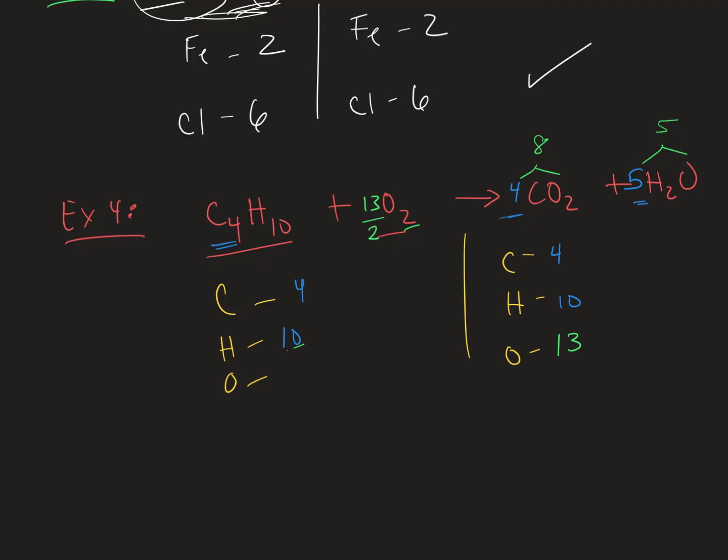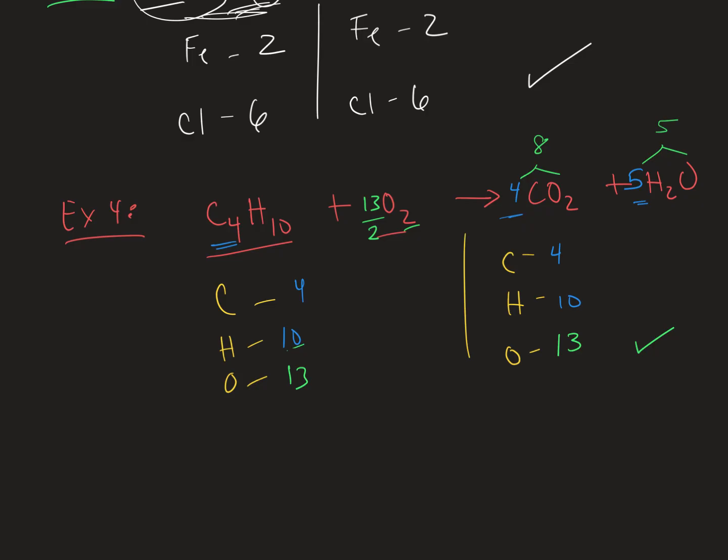But if you just leave it as a fraction, how do we get rid of that? Because right now, 13 halves times 2 is 13. It is balanced, as written. But we can't leave it that way. You can't have a half a molecule, can you? Okay? So, how do we get rid of this fraction? Multiply everything by the denominator, right?